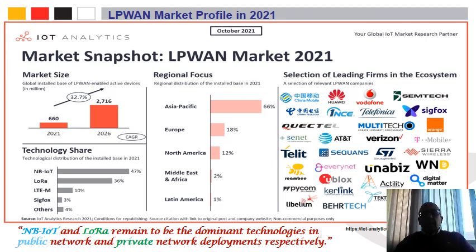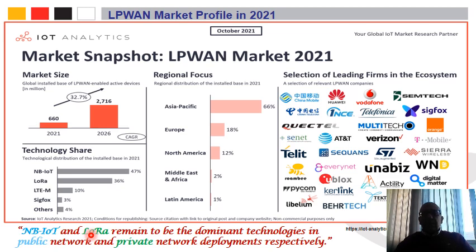So just a snapshot of the profile of LoRa in 2021. The LoRaWAN market has two leaders currently. The first leader is narrowband IoT, and narrowband IoT is the technology that is supported by the cellular industry. And LoRa is the technology that is supported by the unlicensed band.